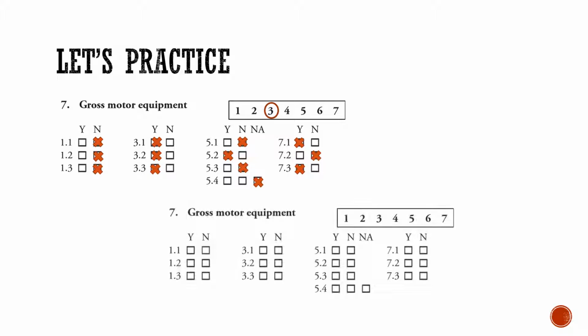Example number 2. Did you score a 1? All indicators under level 1 are scored no, but at least half of the indicators under level 3 are not yes. Therefore, the score defaults to a 1.